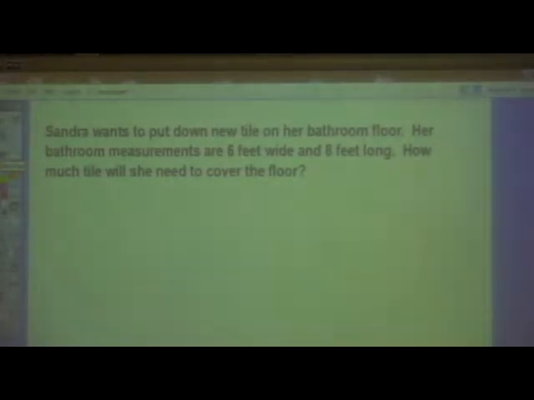I think yours is actually the second problem. Is that right? Okay, so we have a story again. Sandra wants to put down new tile on her bathroom floor. Her bathroom measurements are 6 feet wide and 8 feet long. So once again, we have these measures in here. How much tile would she need to cover the floor? So we'd have a conversation about that.